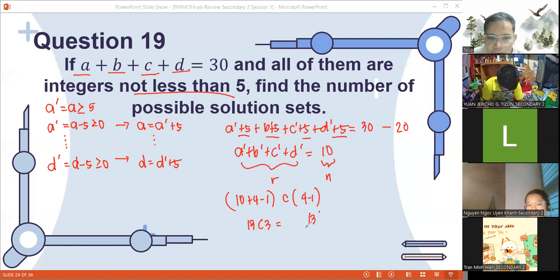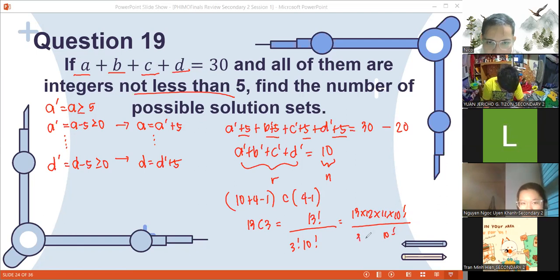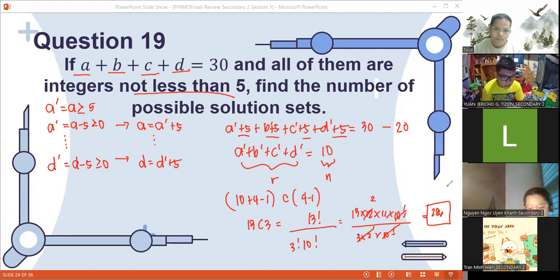So that's 13 factorial over 3 factorial times 10 factorial, right? That's 13 times 12 times 11 times 10 factorial over 10 factorial times 3 times 2. So 3 times 2 is 6, that's 2. So that is 22 times 13, that's 286. That is our answer. Okay?